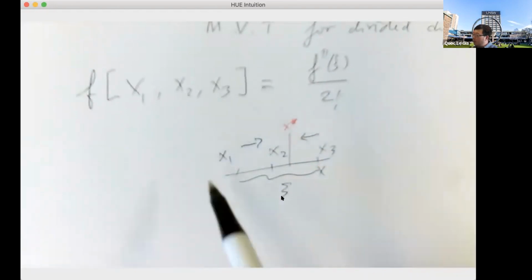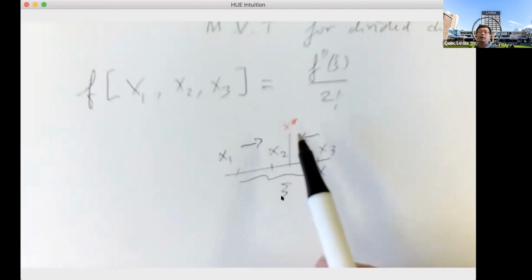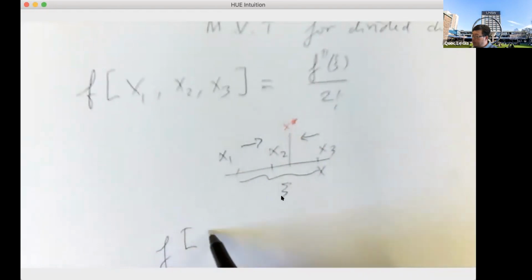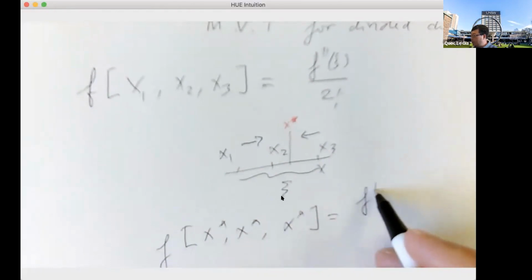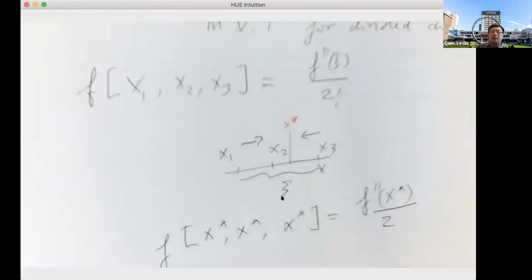Yeah. So when those 3 points are moving to x star, okay, then the formula just collapses into f double prime x star over 2, right? Because there's no other limit, right? I mean, because in this formula, x1, x2, x3 are separate, yeah? So x1 is here, x2, x3 is here. But then when it collapses to 1 point, okay, then it just collapses to the second derivative at that point, yeah? So now we go back to the slide, yeah?